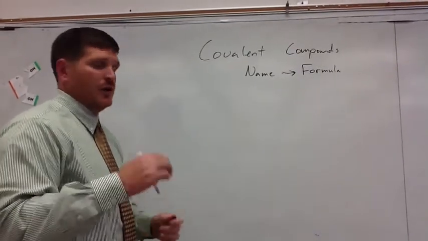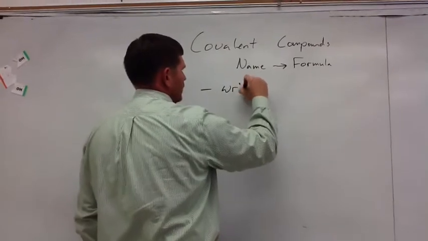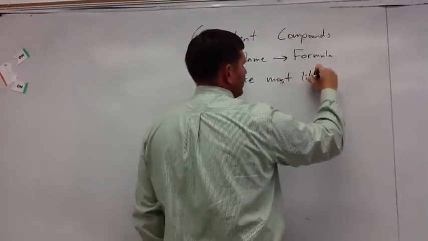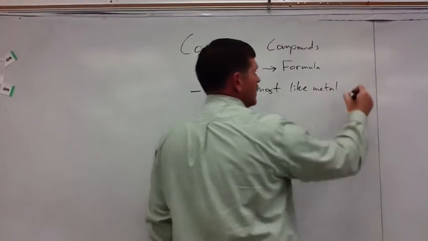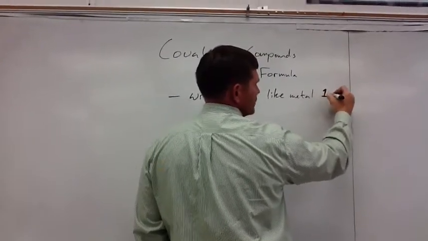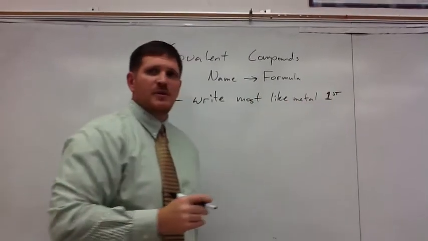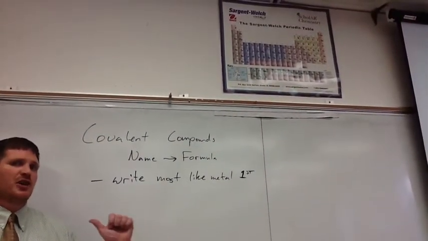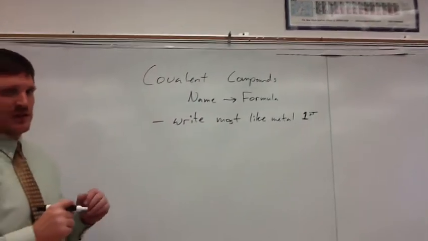Now, our first rule is we are going to write most like metal first. Now, what do I mean most like metal? Because when I have a metal, I actually write the metal first. But the most like metal is going to be the one that's closest to the metal side on the periodic table. So if it's closer to the left-hand side, we're going to consider that to be our metal for this.